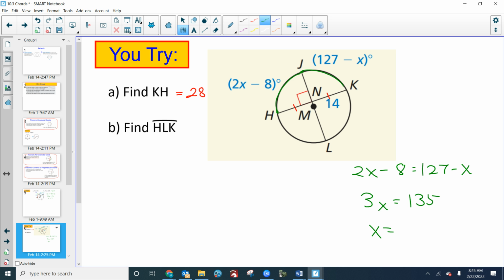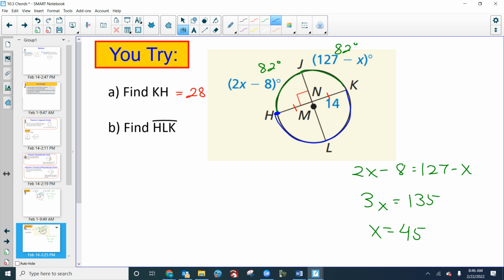Let's see, what would that be? 45. Thank you. Now, when we go to plug these in, we got 45 times 2, 90, minus 8. Did you get 82 degrees here? What'd you get here? 82. But, so this arc's 82, this arc's 82. Be careful. They asked us for arc HLK, watch up here. Did you notice that was a major arc, that was everything in the circle except for the green arcs combined? So what are the green arcs combined?